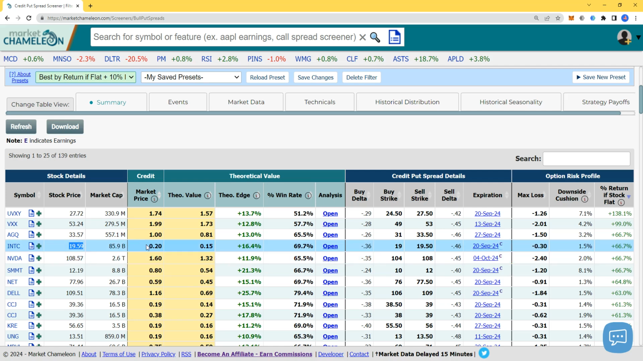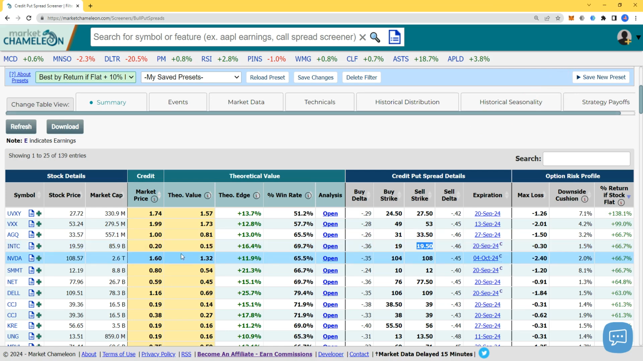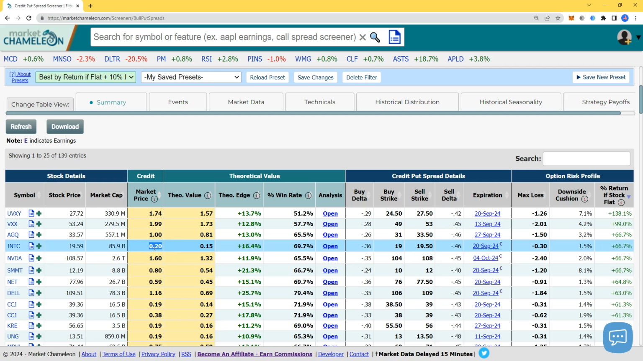So let's say Intel 19.6, and it tells you sell the 19.5 and buy the 19. This is for small account trade, basically, that you're risking $50. $50, that's all, minus your income. Your income is $20. So theoretically, you're risking 30 to make 20. Interesting. You're supposed to collect $15, but you're collecting 20 based on history. This is your edge, 16%. You got 69.7% win rate. And the expiration is September 20. There's an event, City Global Technology Conference.